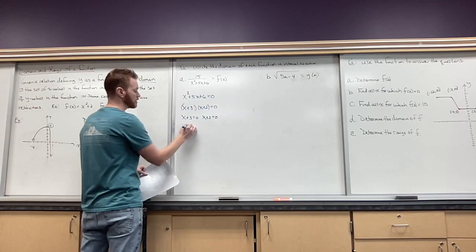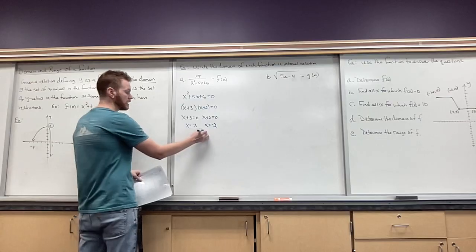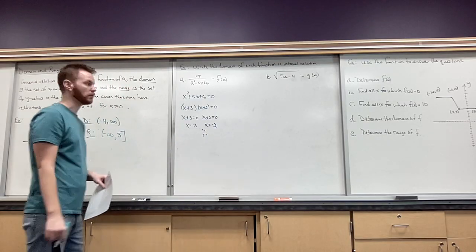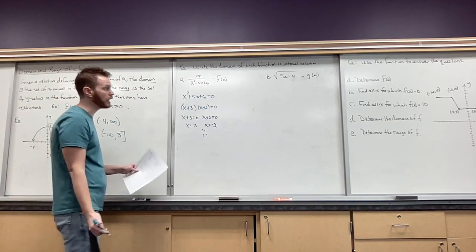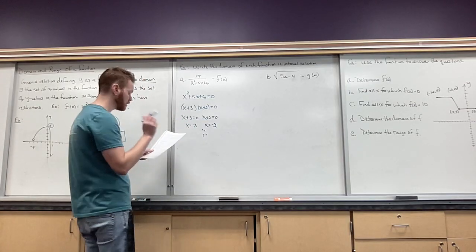And then we get x to be a -3 and x to be a -2. So again, that's where things go bumpy with this function here. So what do I do now? Well, I don't want to include those guys. Okay, that's the important thing.